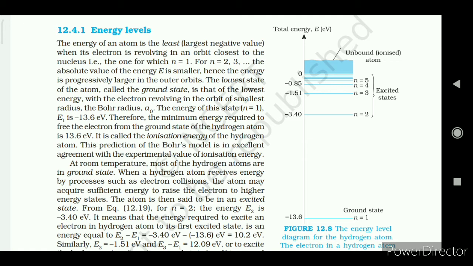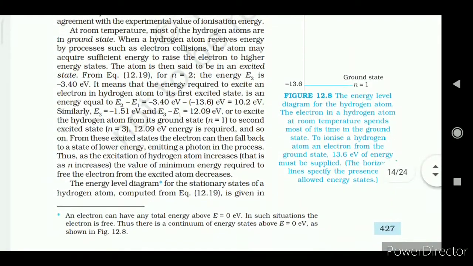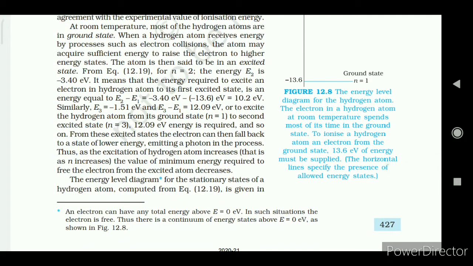Nf is equal to 3 and Ni is equal to 4, 5, etc. and so on. Such series were identified in the course of spectroscopic investigations and are known as Lyman, Balmer, Paschen, Brackett and Pfund series. The electronic transitions corresponding to these series are shown in figure 12.9.